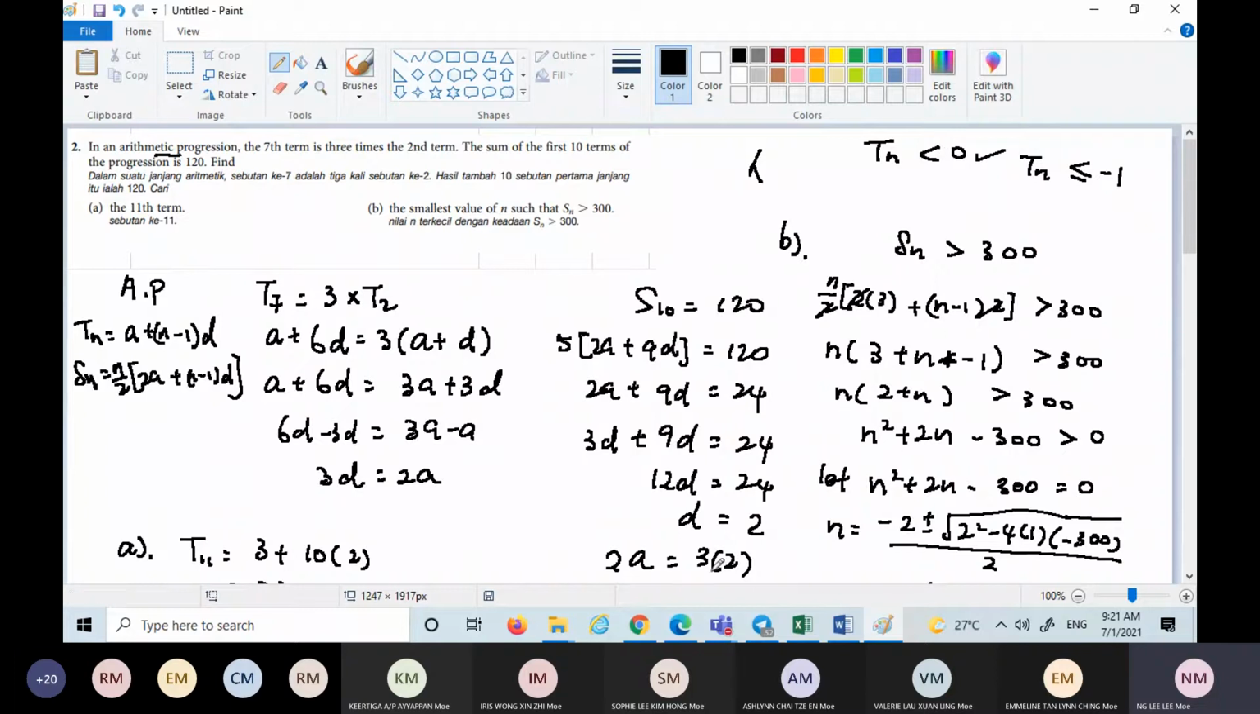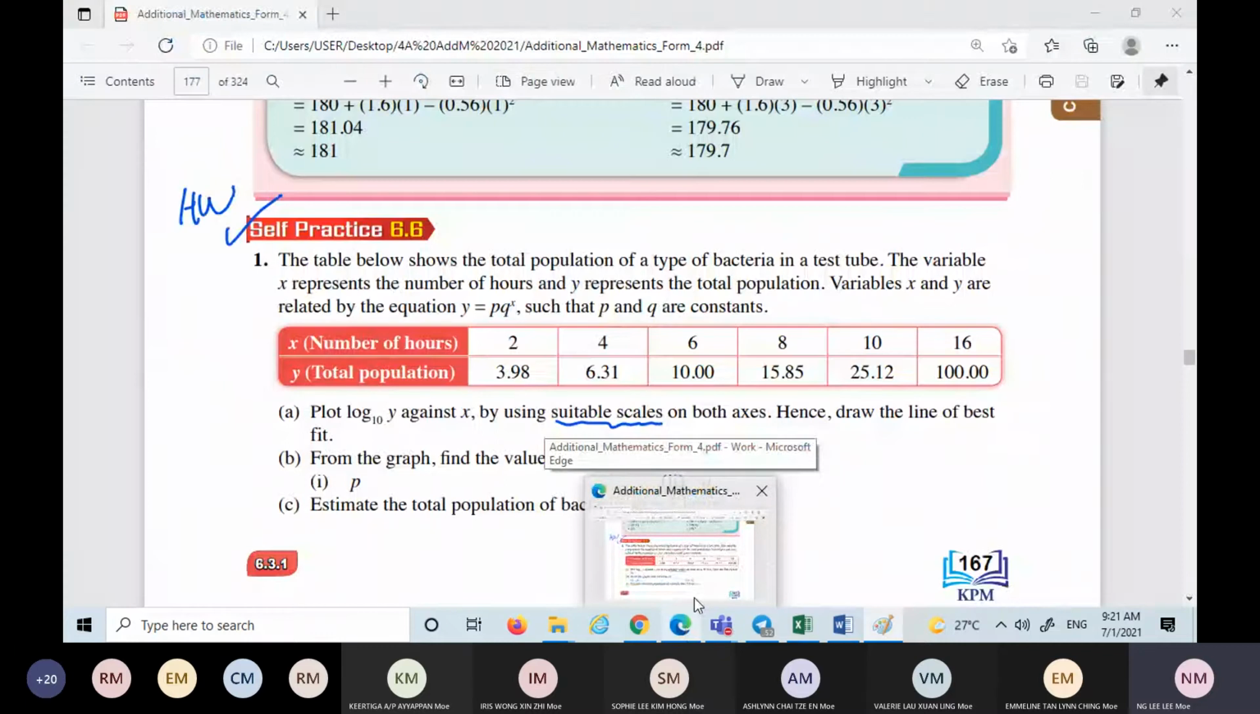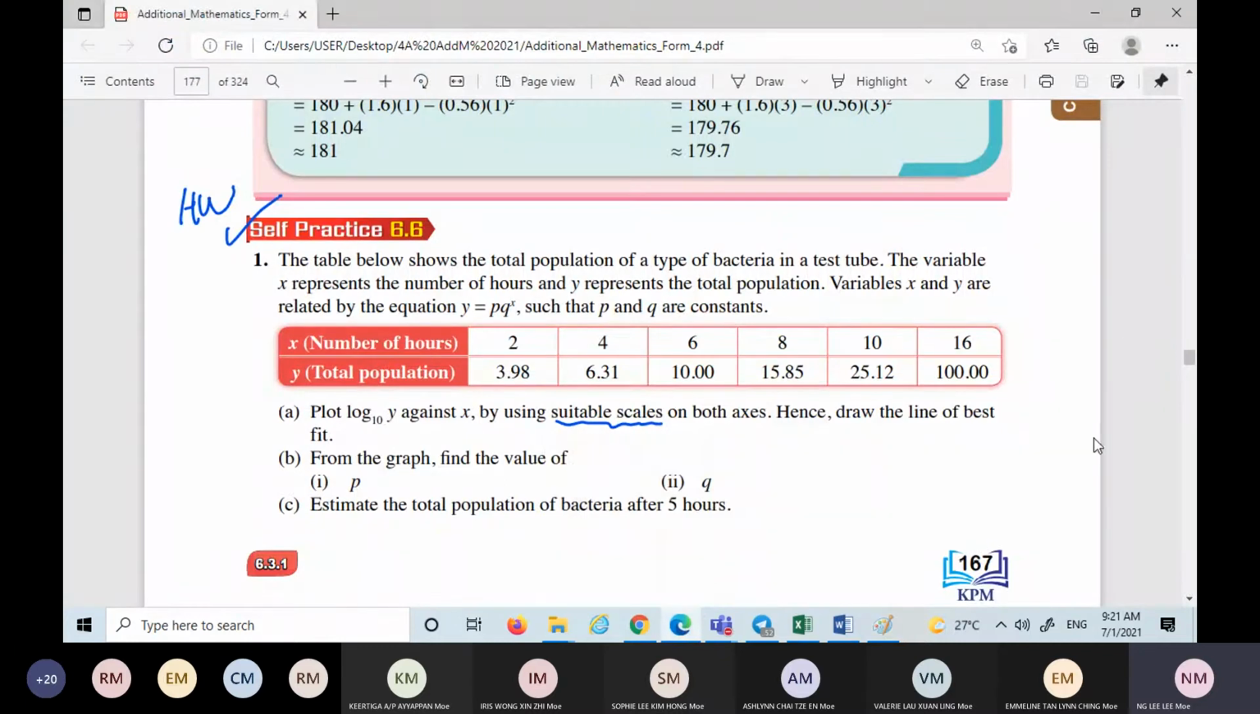Okay, now we come back to the textbook, your linear law, the exercise. Okay, sorry. I want to know the scale. Can someone tell me the scale? Look at self-practice 6.6, question number 1. Can someone tell me the scale?